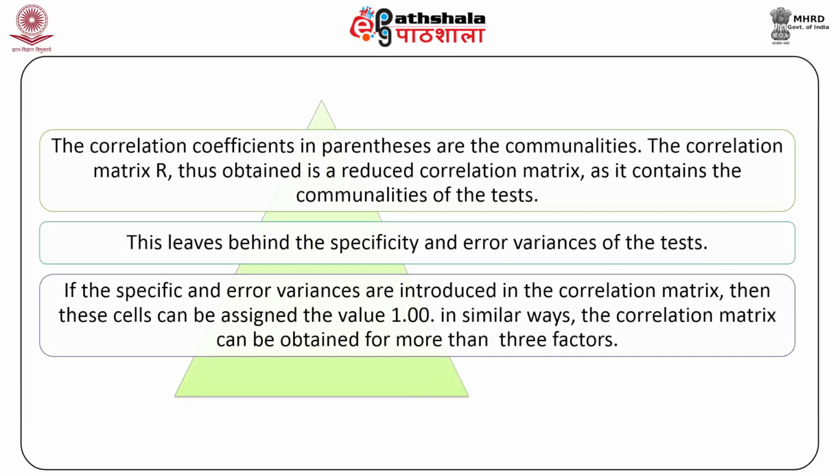The correlation coefficients in parentheses are the communalities. The correlation matrix R thus obtained is a reduced correlation matrix as it contains the communalities of the test. This leaves behind the specificity and error variance of the test. If the specificity and error variances are introduced in the correlation matrix, then these cells can be assigned the value 1. In similar ways, the correlation matrix can be obtained for more than 3 factors.